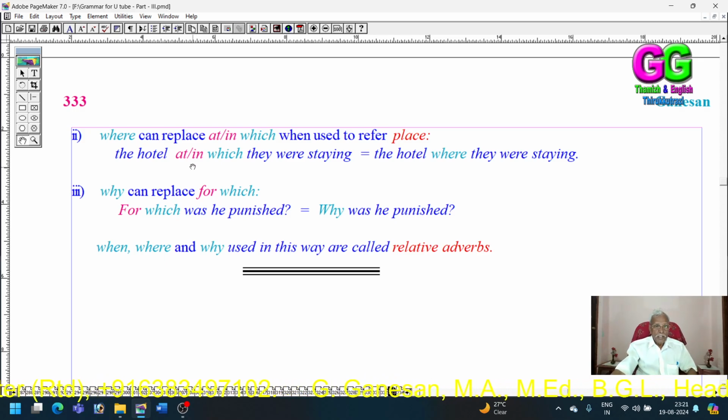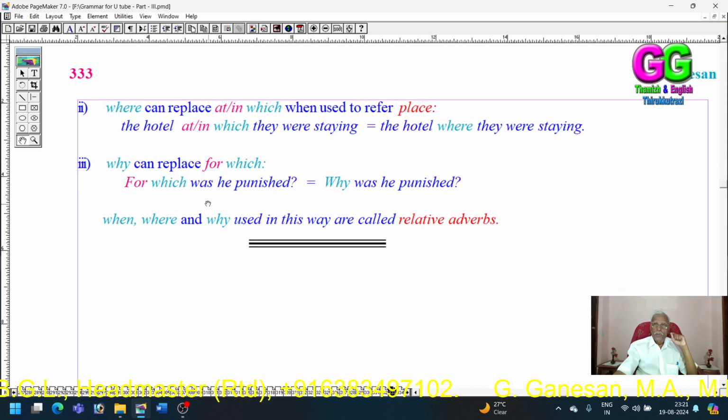Let us see the example. The hotel in or at which they were staying can be written like this: the hotel where they were staying. The hotel at which they were staying. The hotel in which they were staying can be expressed as the hotel they were staying in. The hotel where they were staying. In which they were staying, where they were staying.